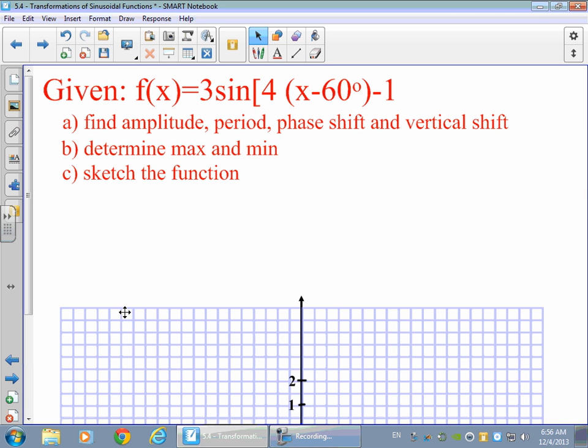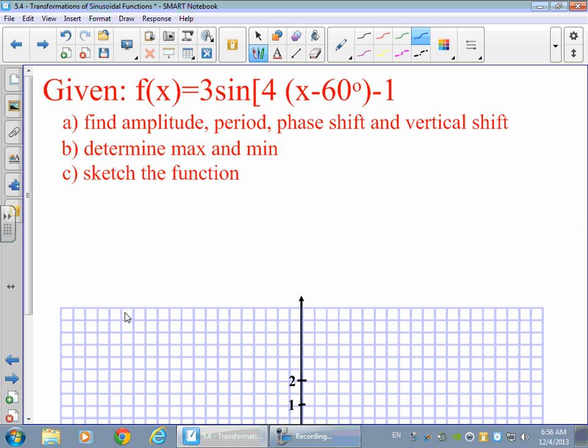Okay, so this will be just a quick rundown of what you've seen over the last couple of days and kind of putting it all together. So if we're looking at a question like the one given, f of x equals, and we have all the different values plugged into our equation.